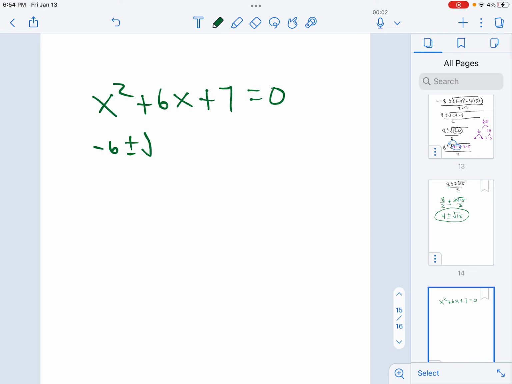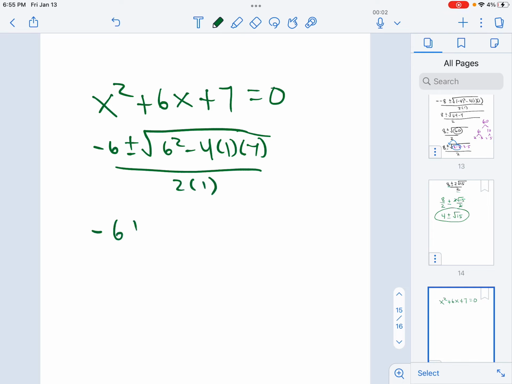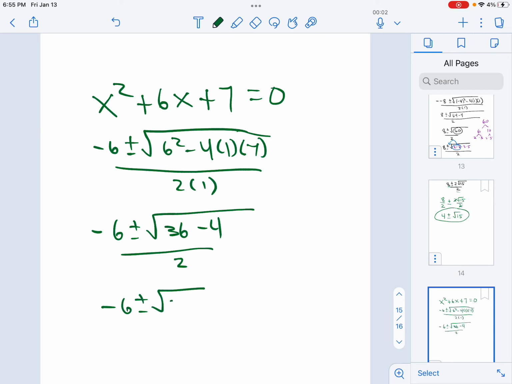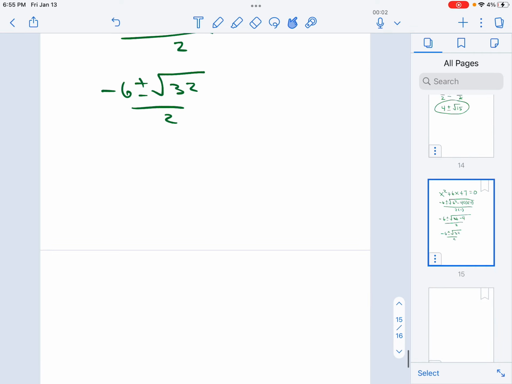Negative 6 plus or minus 6 squared minus 4 times 1 times 7 all over 2 times 1. So negative 6 plus or minus 36 minus 4 all over 2, which is negative 6 plus or minus the square root of 32 over 2, which, get some more space here, is the same thing as negative 6 plus or minus, now what's 32?